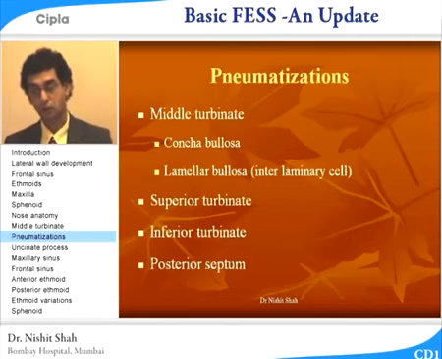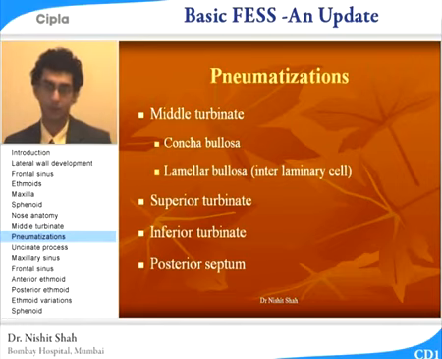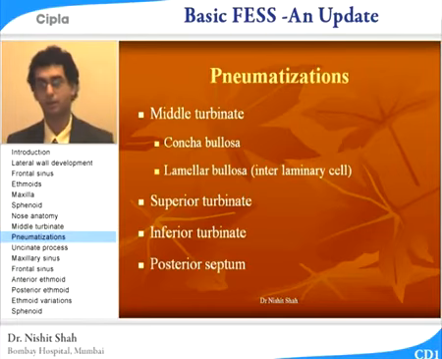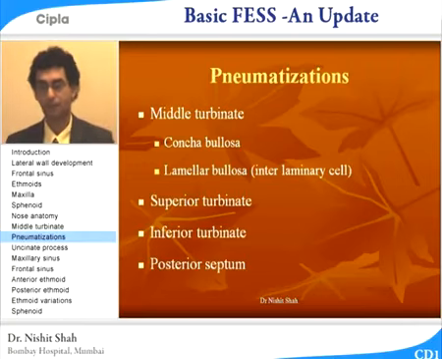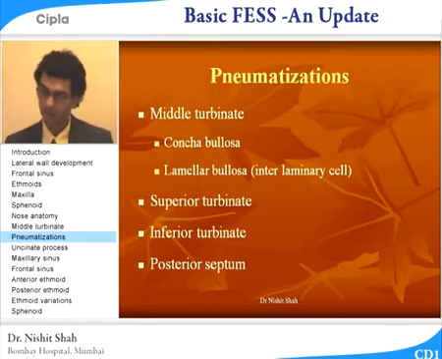There are various variations to this, not only of the middle turbinate but of the other turbinates. Pneumatizations can occur. If it occurs in the bulbous part of the turbinate itself, it's known as a concha bullosa. If it occurs in the stem, it's known as a lamella bullosa. Superior turbinates are often pneumatized. The inferior turbinate is very rarely pneumatized. The posterior septum again is not infrequently pneumatized.